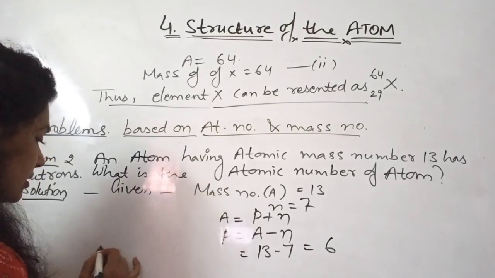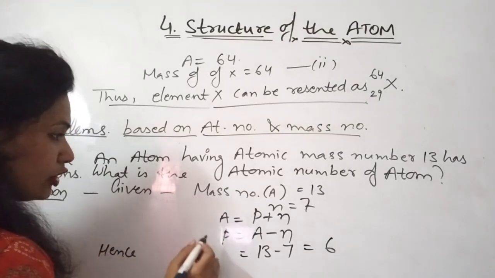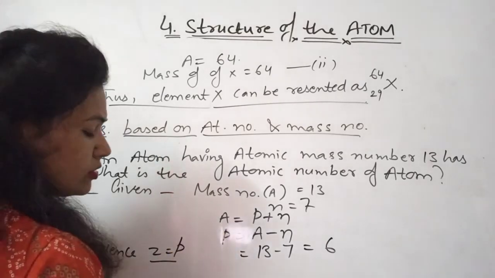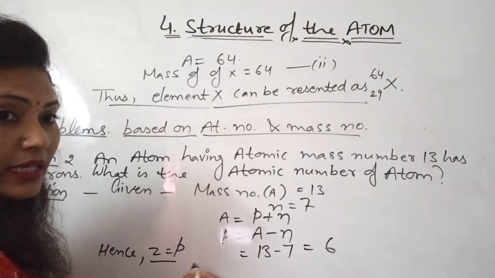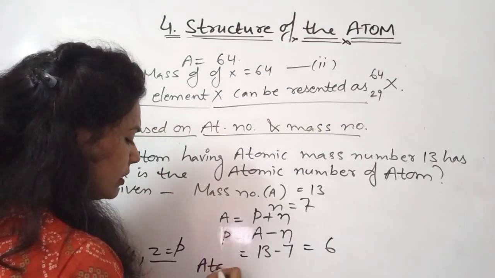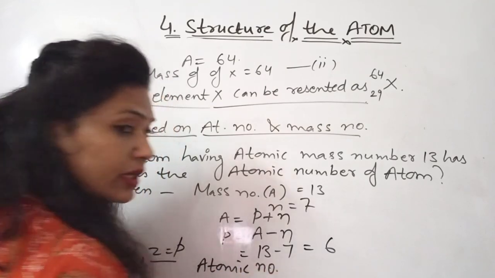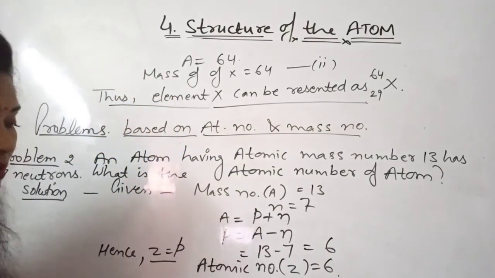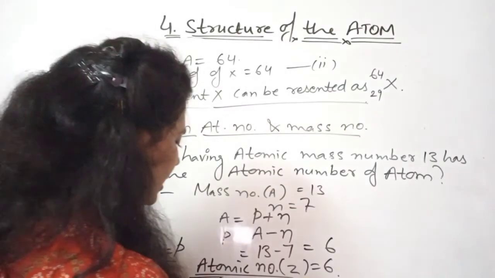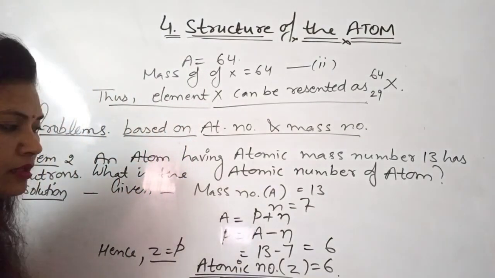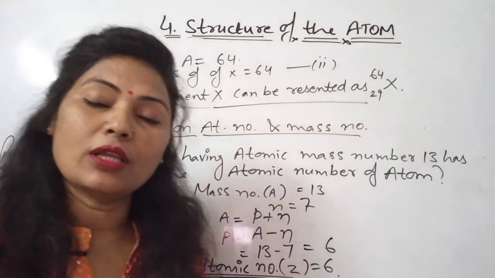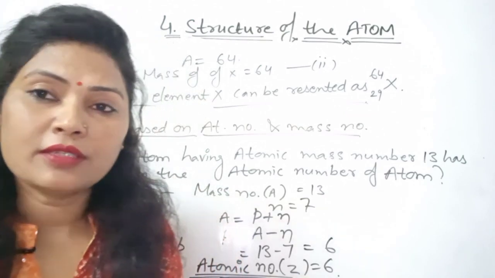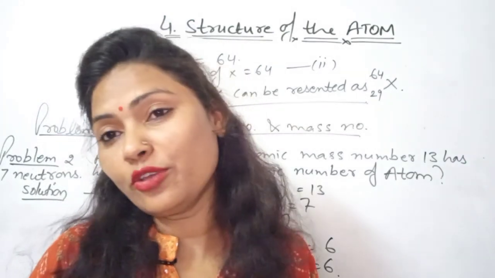Hence the atomic number Z equals the number of protons, so Z equals P, that is Z equals 6. So we find the atomic number like this, because the atomic number is equal to the number of protons present in an atom. With this I want to say thank you and have a nice day.